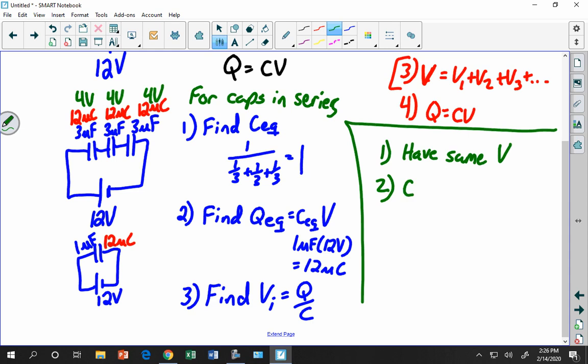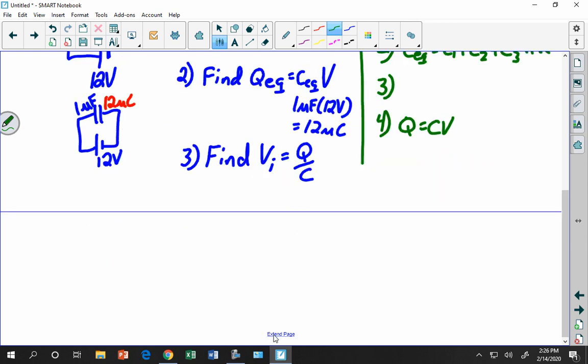Rule 2, the equivalent capacitance equals C1 plus C2 plus C3. The third rule, I'm going to skip 3 and just go down here and write 4. Q is equal to CV. And then later I'll come back and show you what rule 3 is. Although rule 3, as I told you in class, is not real useful, so I don't usually give it.